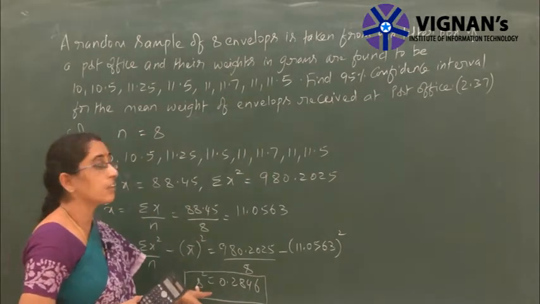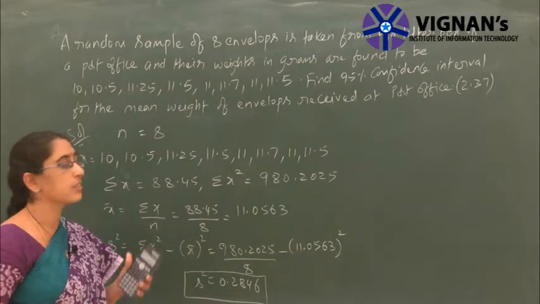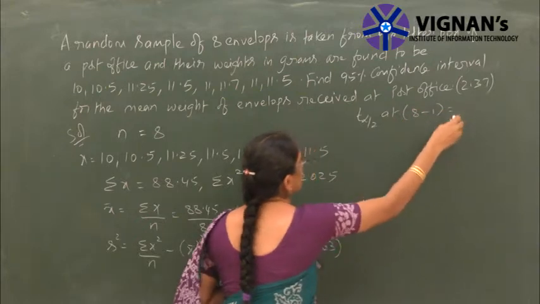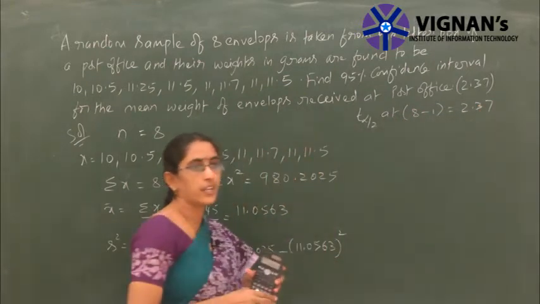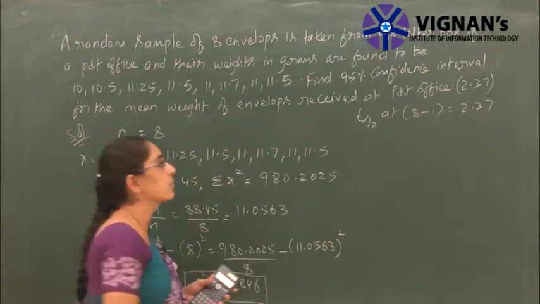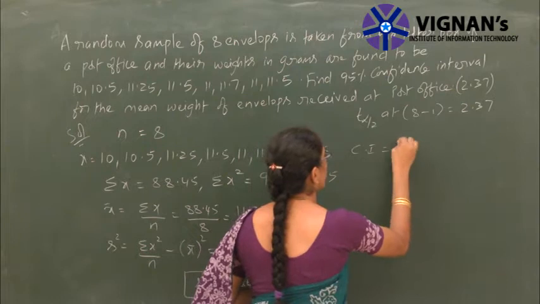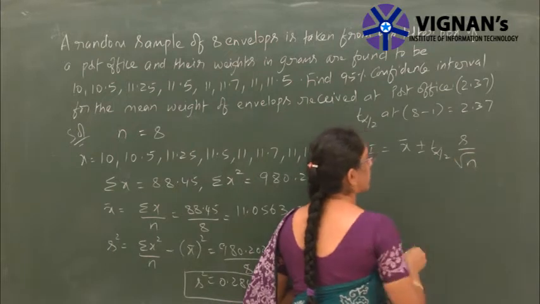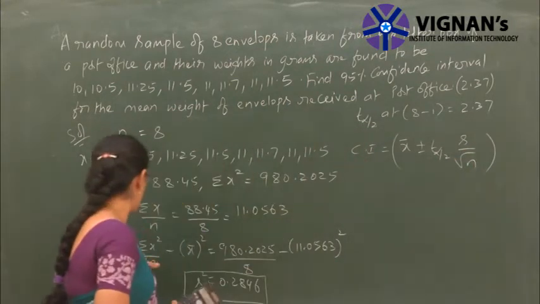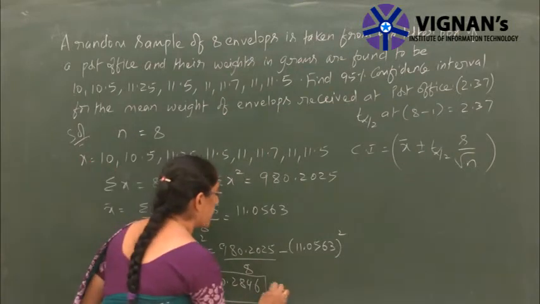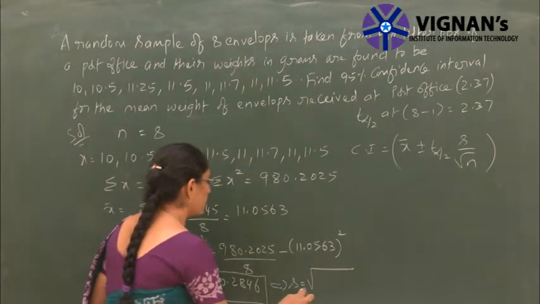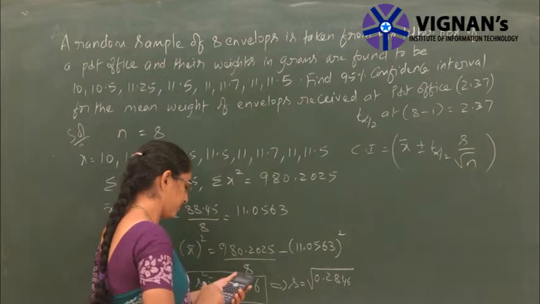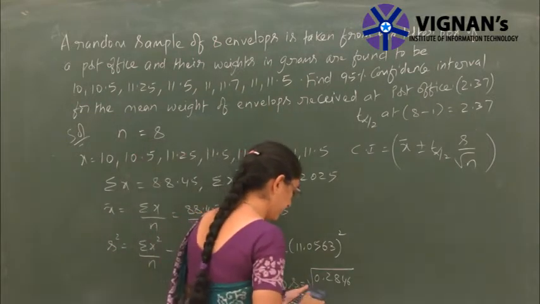Now here the confidence interval we have to construct 95%. So the 95% confidence interval t alpha by 2 at 8 minus 1 is here 2.37. Okay, now we have to construct the confidence interval. So the formula is here confidence interval equal to x bar plus or minus t alpha by 2 into small s by root n here. Okay, and of course here we have calculated the standard deviation. So that implies small s is nothing but square root of 0.2846. So it is 0.5335.